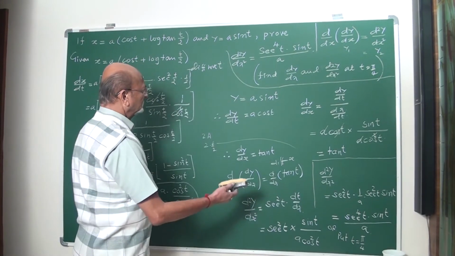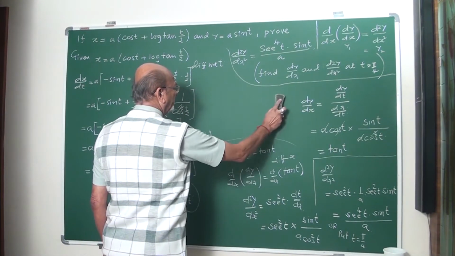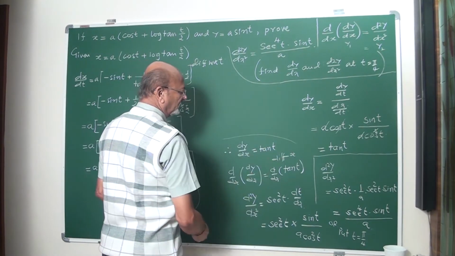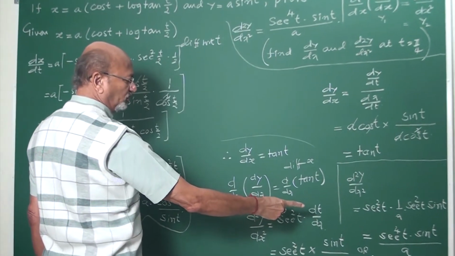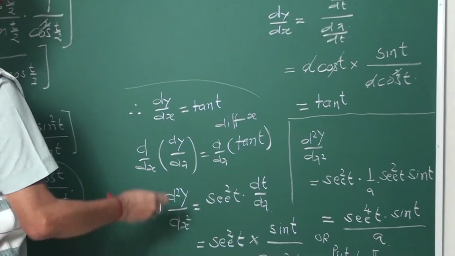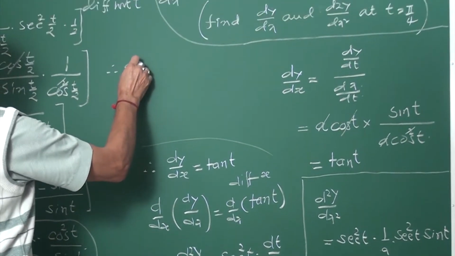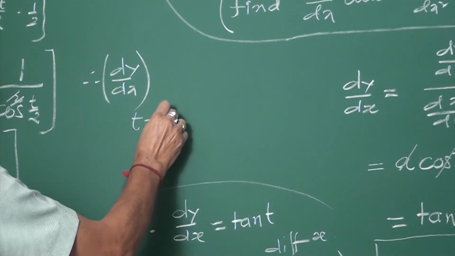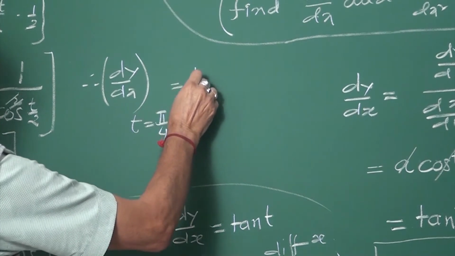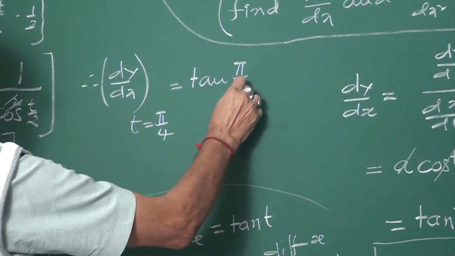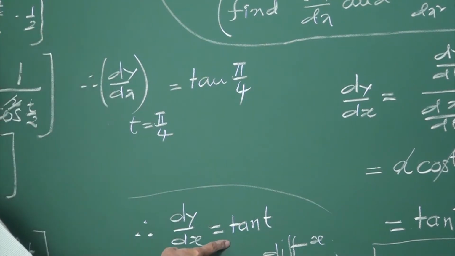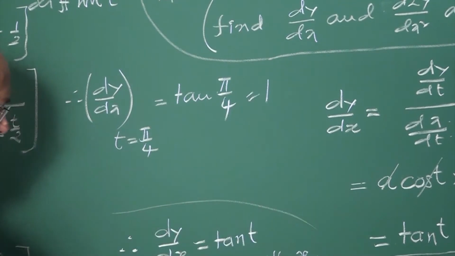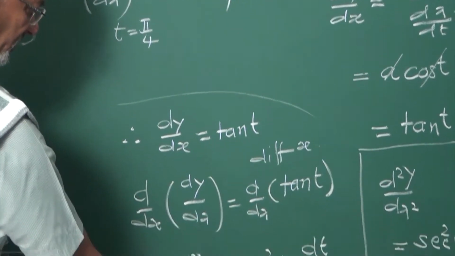Yes, friends. First, dy by dx at t equal to pi by 4. Put t equal to pi by 4 in dy by dx and d2y by dx2. Therefore, dy by dx at t equal to pi by 4 is tan pi by 4. Dy by dx is tan t. Put t equal to pi by 4. What is the value of tan 45? It is 1. Then you are putting in here.